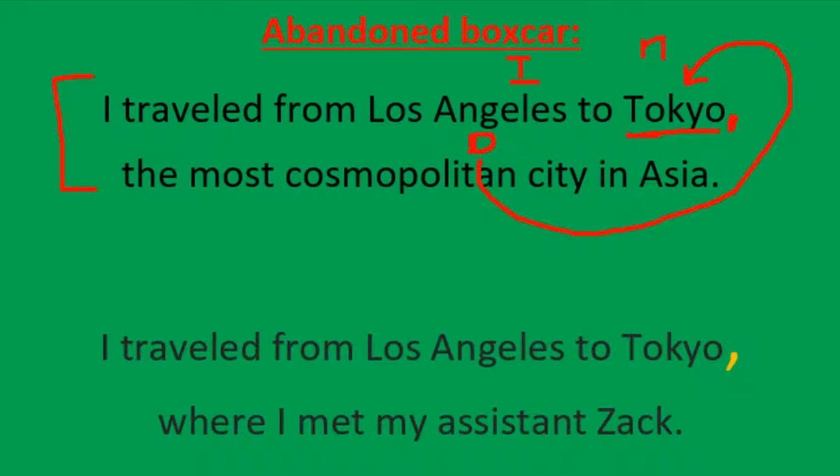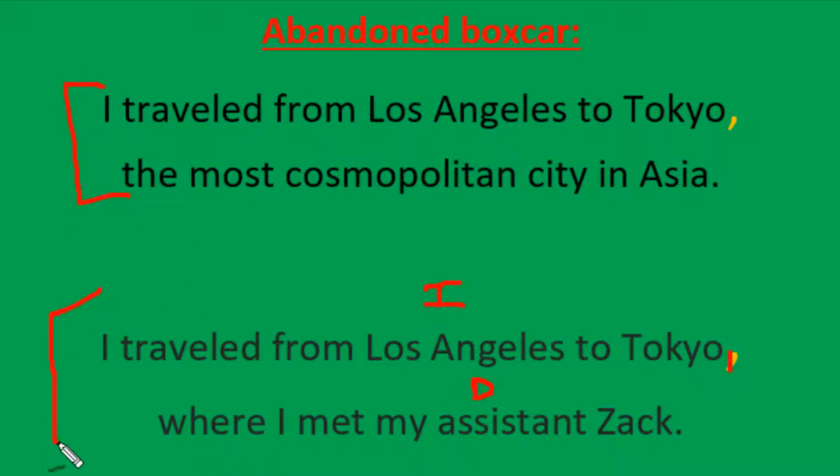Let's go ahead and see how they're going to trap you on the test. Let's use our procedure. One, we're going to read and trace over where that comma is. Boop, you see a comma here. I traveled from Los Angeles to Tokyo. We label step two, independent. Read the second component, where I met my assistant Zach. That is a dependent clause. You see how this so far is the exact same thing.